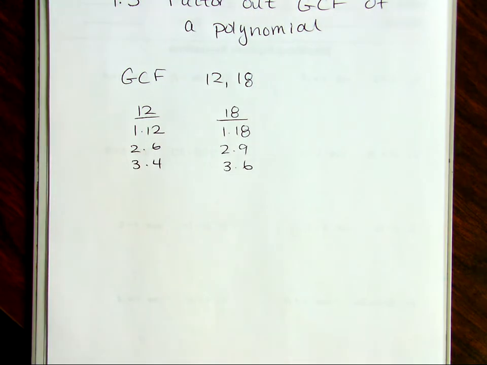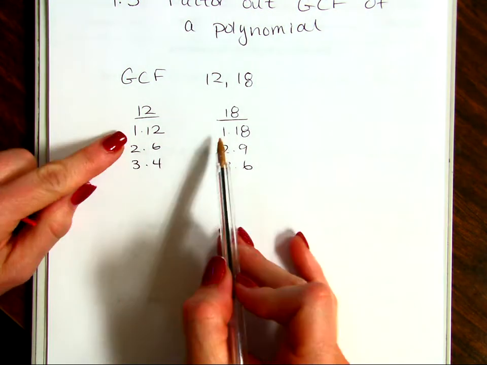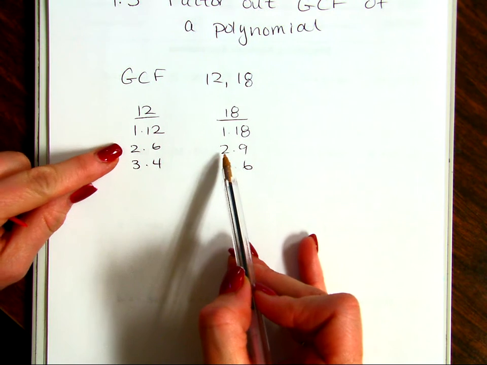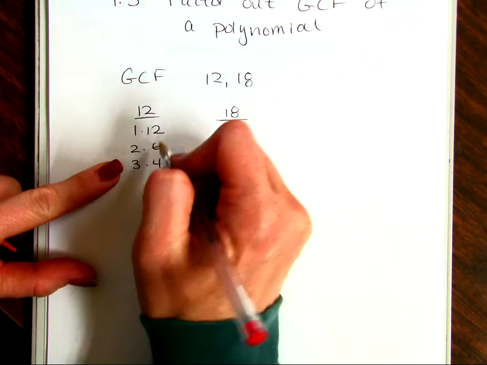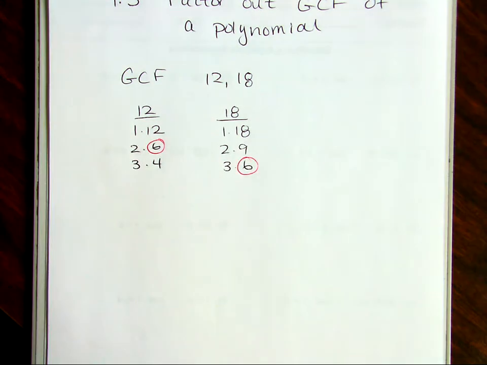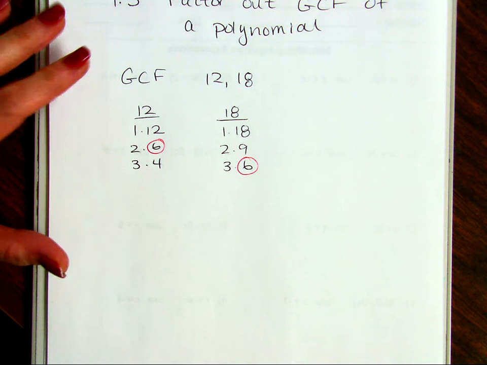And then, I know you remember doing this, your teacher said, well, they both have a 1 in common, they both have a 2 in common, they both have a 3 in common, but the biggest one is 6. So that is a reminder on how to do GCF, okay? I'm counting on the fact that that comes pretty quickly back to you.